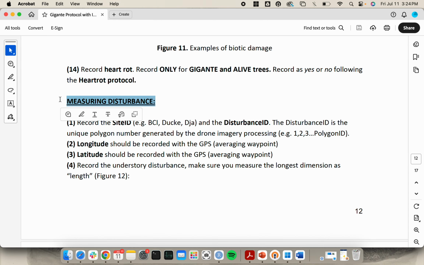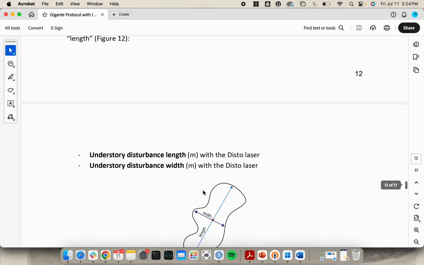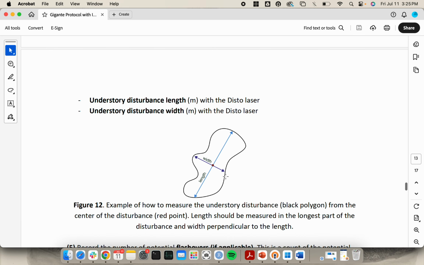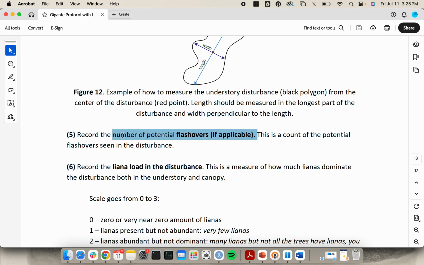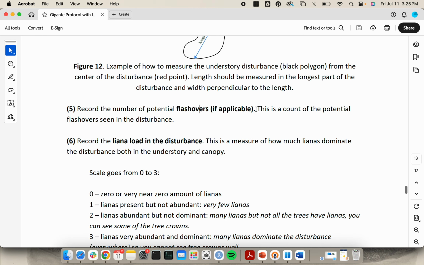And then when you measure the disturbance, again, you have site ID, Danum. Disturbance ID is the number in the blue polygon in the map. Longitude, latitude, this is with the GPS, and then you measure the length and the width of the disturbance, and the number of potential flashovers. So it doesn't matter if you don't see clear evidence of lightning, but if you see something that looks like a flashover, please count them. Even though at the end you decide it's a wind related disturbance, you still should count the potential flashovers.